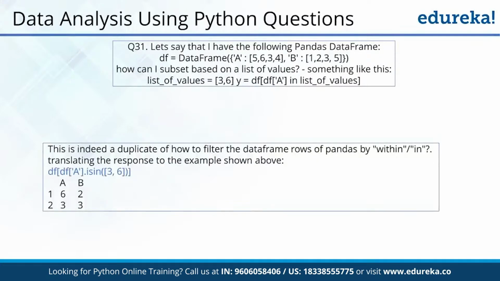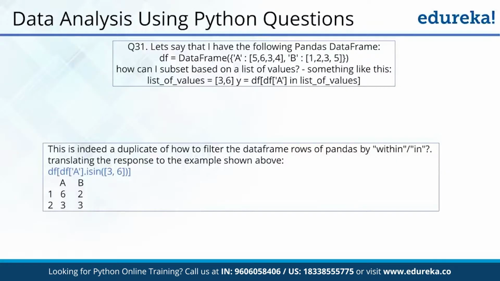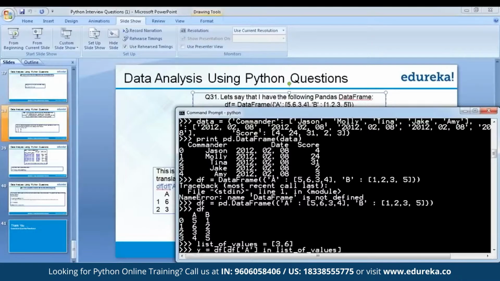Okay, now there's a question here. Let's say that I have a data frame df, which is a pd.DataFrame of this particular type. You see df is like this, and how can I subset based on a list of values? The list of values is simply a list containing values. We simply do y is equal to so and so. Okay, let's do this. One sec. List is equal to df of a. So we are now searching for a in the list of values. We are searching for 3 and 6.